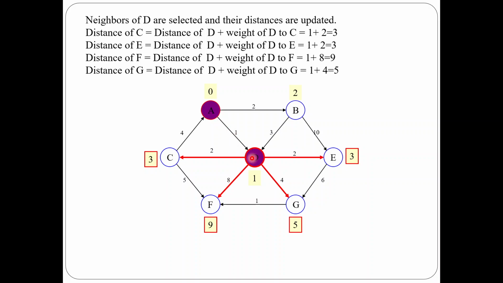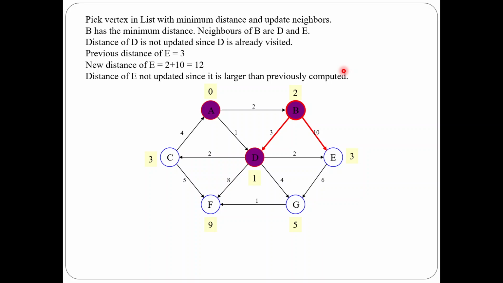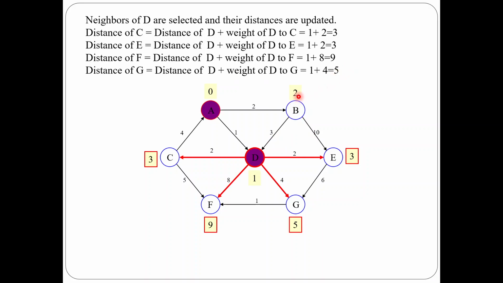That is 1 plus 2, that is 3. And 1 plus 4, that is 5. So now among these, which one is minimum? 3, 3, 9, 5. Which one is minimum? Already here we have 2, which is a lesser value.